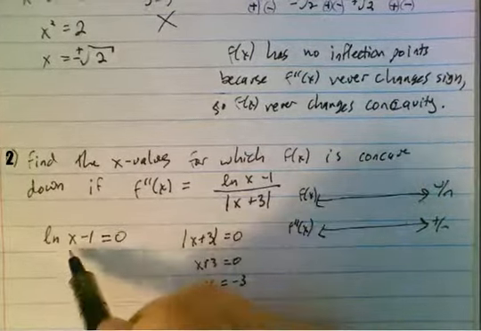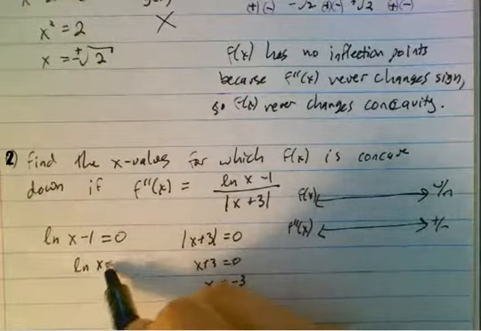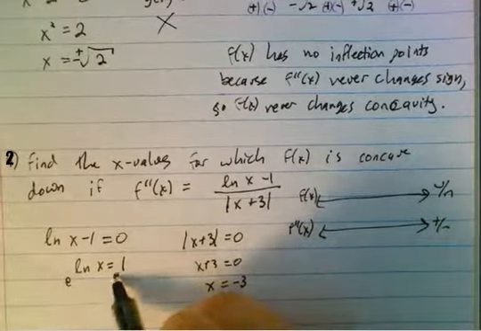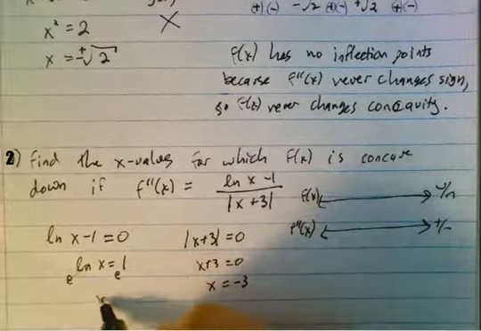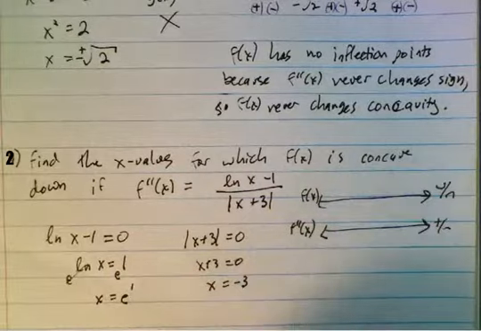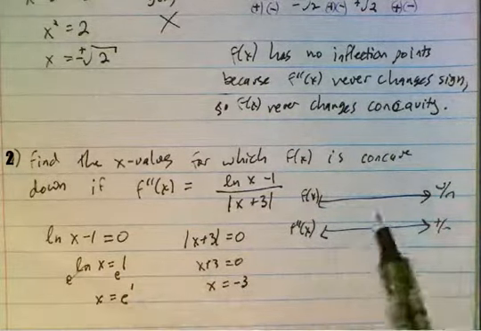This one's a little bit trickier. We have to solve for x. So we'll need to add 1 to both sides first. Natural log of x equals 1. And then we can undo this natural log by doing e to the power of both sides. So x equals e, or e to the first power. Remember, this e is approximately equal to 2.718.